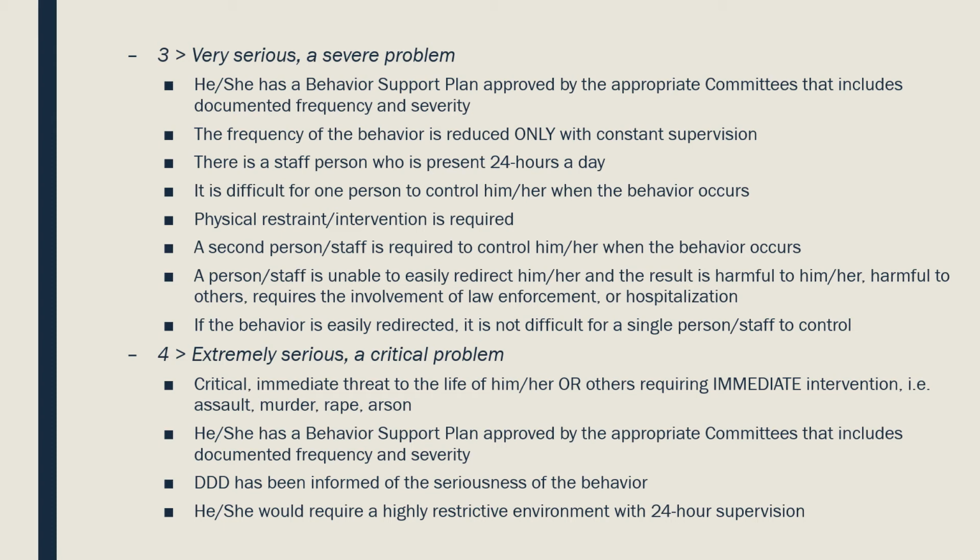You would mark a 4 if the behavior is extremely serious and a critical problem. Critical, immediate threat to the life of them or others, requiring immediate intervention. These examples are assault, murder, rape, arson, theft. They have a behavior support plan approved by the appropriate committees that includes documented frequency and severity. The Division of Developmental Disabilities has been informed of the seriousness of the behavior. They would require a highly restrictive environment with 24-hour supervision.